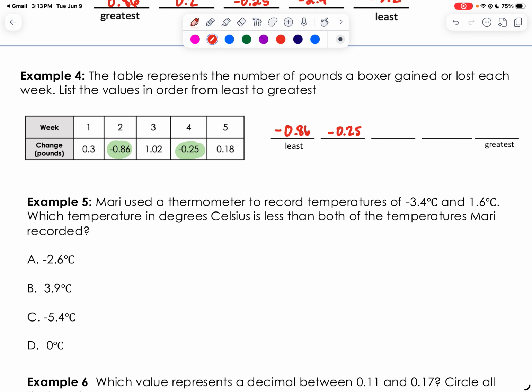All right. Then I'm going to put the rest of my numbers in order. I have 0.3, 1.02, and 0.18. Well, I know 1.02 is the largest. So I have to figure out the order of the other two. So I would have to put 0.18 and then 0.3. So there are the numbers in order from least to greatest.